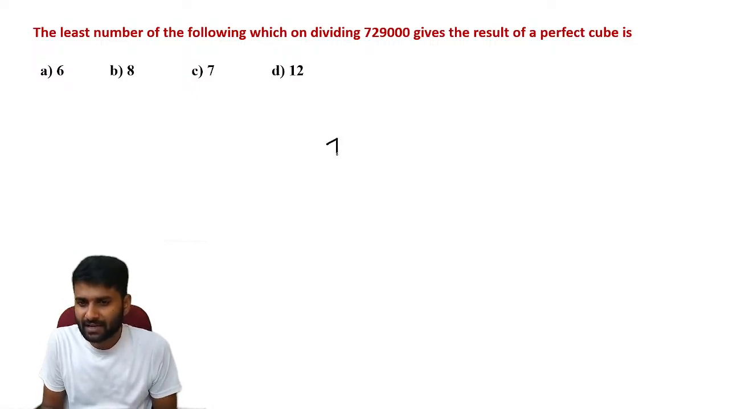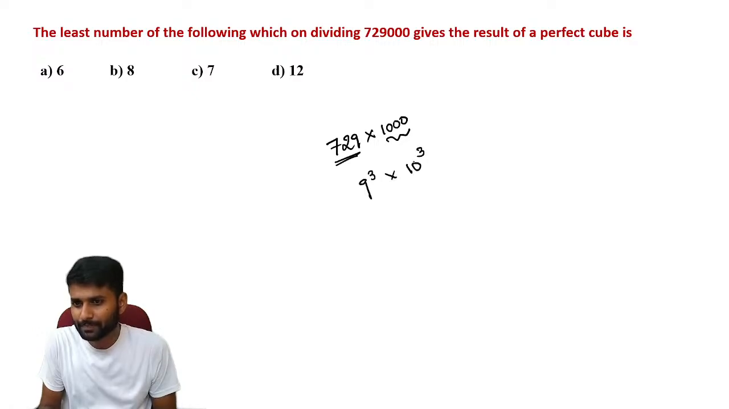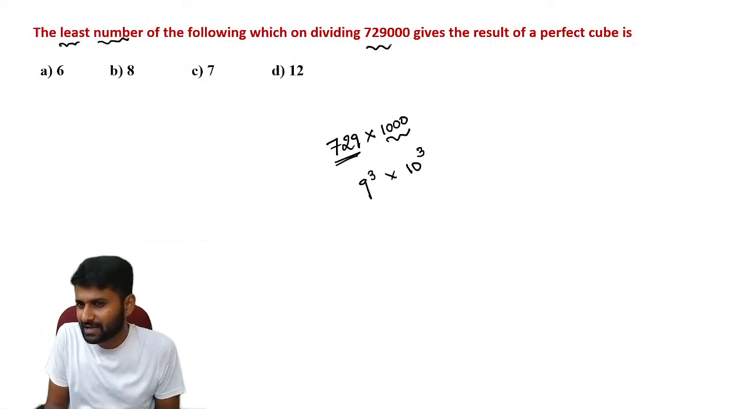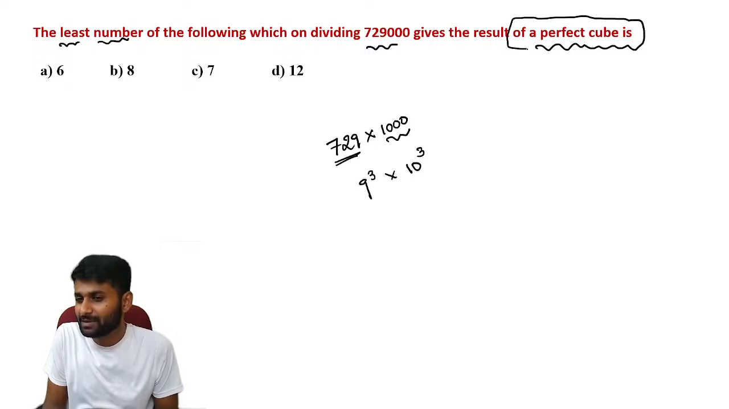Now see, 729 into 1000. Let's take this: 729 is 9 cube and 1000 is 10 cube. This is the representation. And they clearly mention that you have to identify the least number by which, on dividing 7,29,000, gives the resultant of a perfect cube. If you divide this number, the resultant must be a perfect cube number.